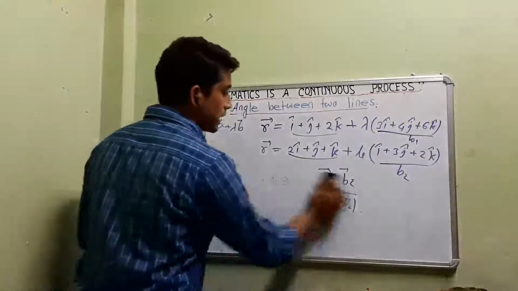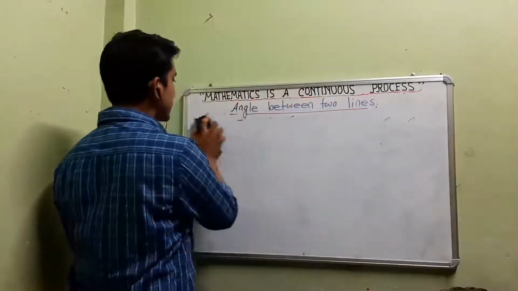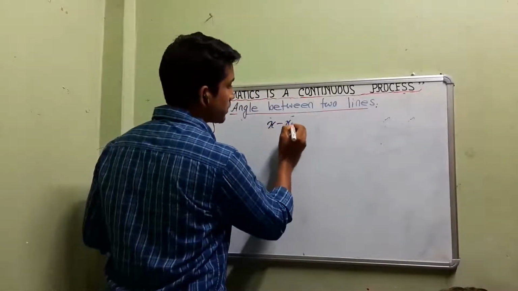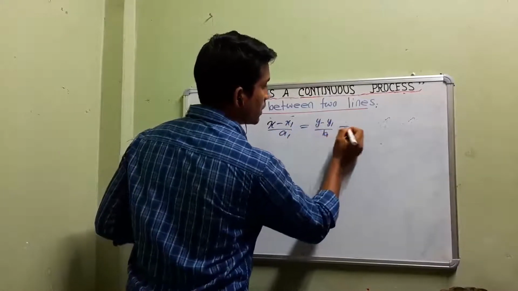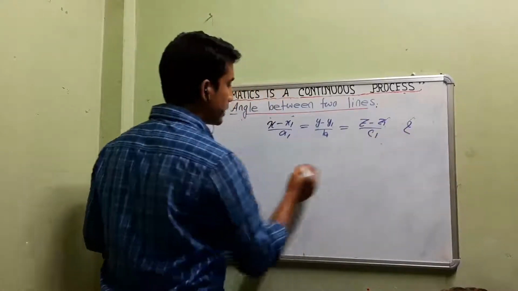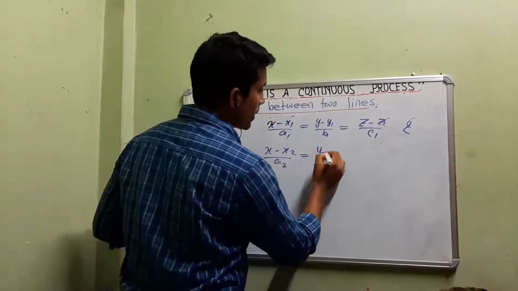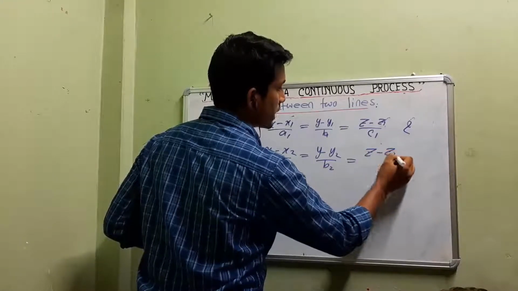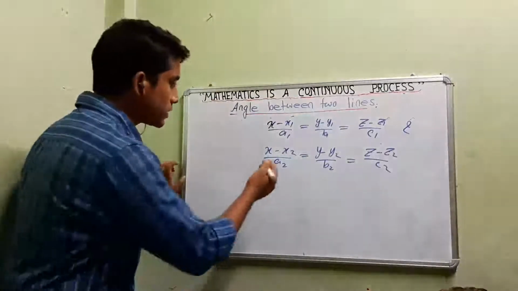Now let me show you the process if the lines are given in Cartesian form. In general, suppose the first line is x minus x1 by a1 is equal to y minus y1 by b1 is equal to z minus z1 by c1. And another line is given: x minus x2 by a2 is equal to y minus y2 by b2 is equal to z minus z2 by c2. These two lines are given. Then how to find the angle between them? It is the same, only this is in Cartesian form.